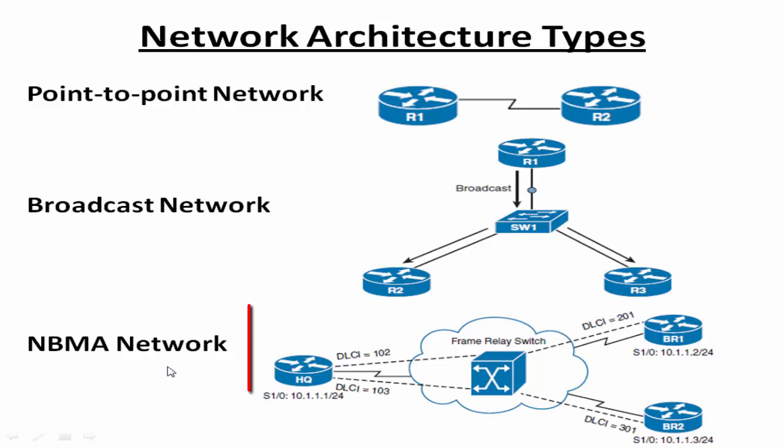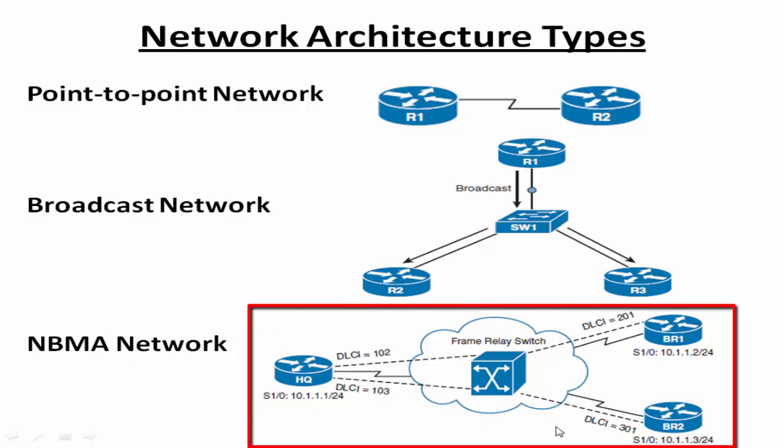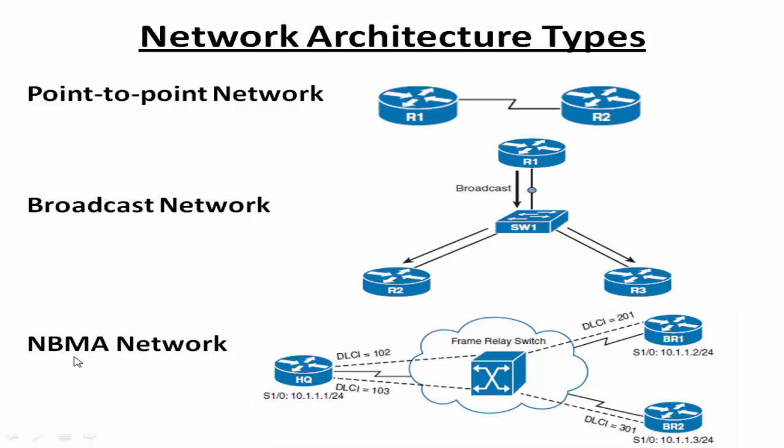So in a frame relay network, as you see in this diagram, if the headquarter router sends a broadcast, the other routers, branch 1 router and branch 2 router, will not receive this broadcast because frame relay network is a non-broadcast multi-access network. And in a multi-access network, as we said, multiple devices can access the same medium. So we are interconnecting the routers to each other, but there is no capability of broadcasting in this network.